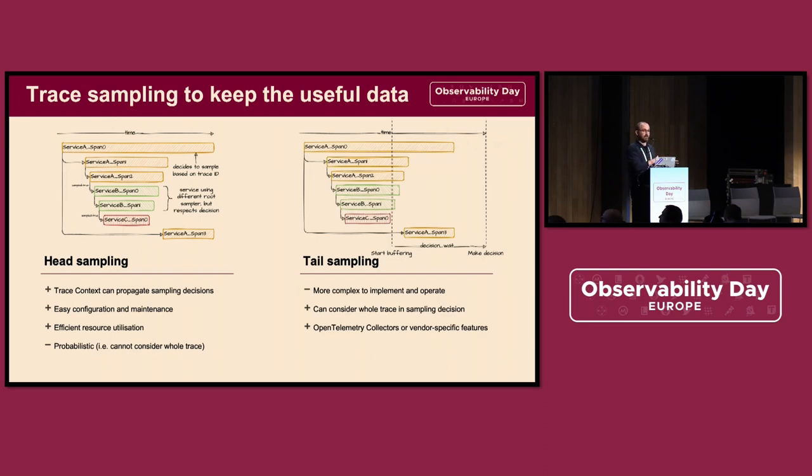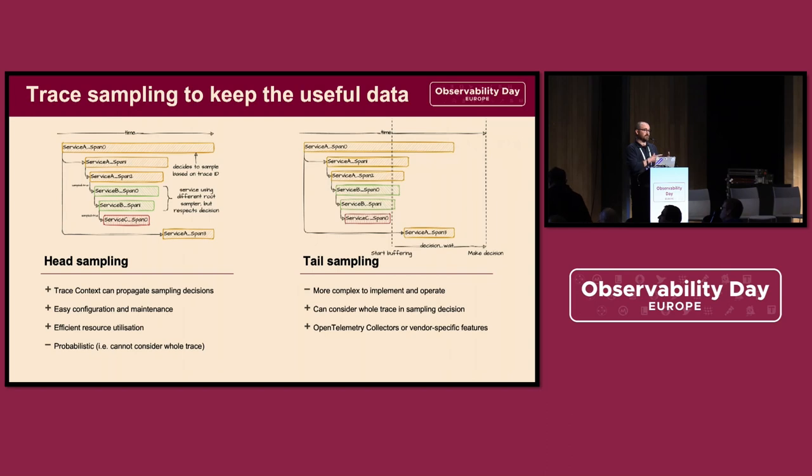Now, in head sampling, that decision of what traces to keep is done at span creation time. So you need to use the information that you've got at that time to decide if you want to keep a particular span or if you want to discard it. Now, this is normally done in a probabilistic way. So you take a trace ID, you run it through an algorithm, for example, and that gives you a decision to keep it or discard it. So let's say, for example, that you want to keep 20% of all your traces.